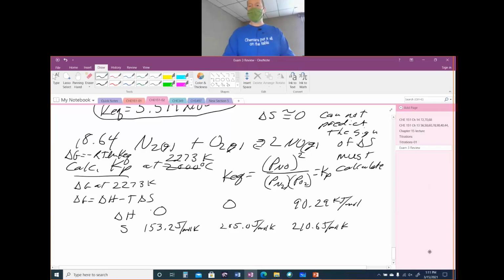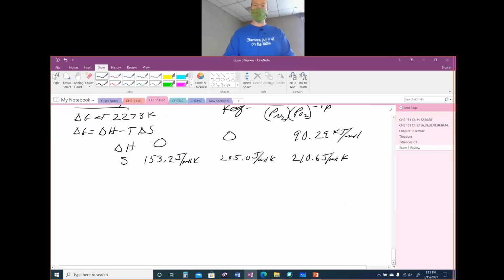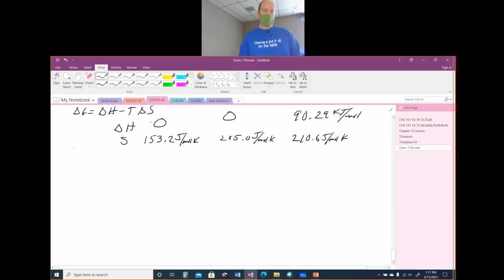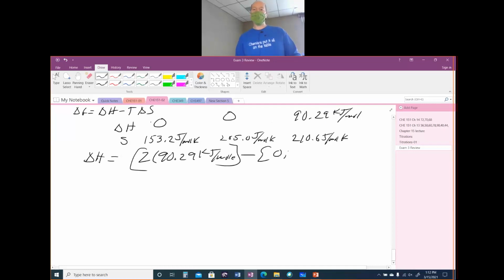All right, so now we simply take the products minus reactants to get both the delta H and the delta S. All right, so your delta H, you take your products, 2 times 90.29 kilojoules per mole, minus reactants, 0 plus 0, they're both 0, so that's it. So your delta H here is 180.58 kilojoules. All right, so it is positive, it is endothermic.